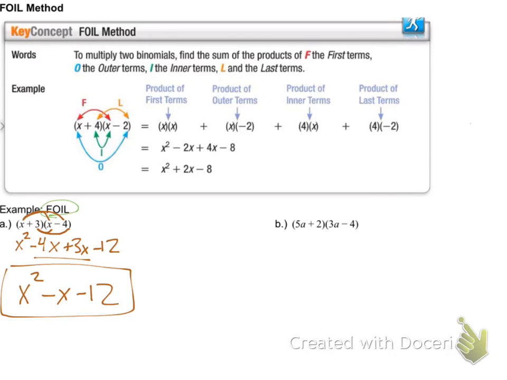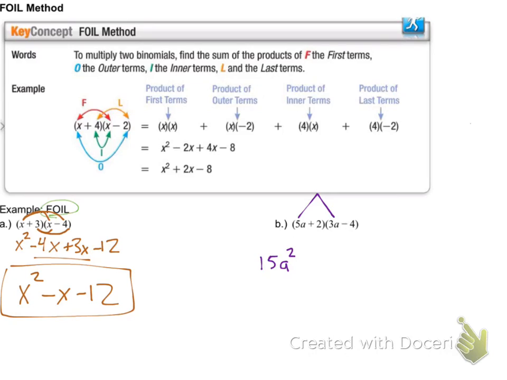Okay guys, in the second one here, we're going to do FOIL. I'm going to connect them in a slightly different way. I'm still going to make the connections, but I'm not going to use the same order as we did with part A. So first means first, right? Let's connect those. I'm going to change colors so you can see this. Purple, okay. 5a times 3a is 15a squared.